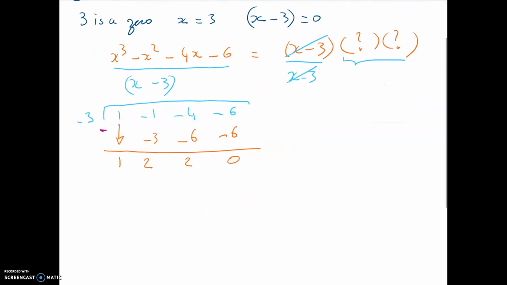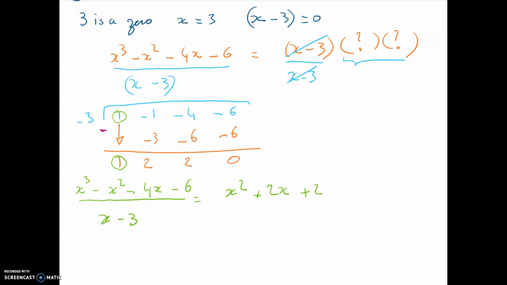Now, what does that mean? That means that what was connected to the x cubed is now connected to the x squared, one degree down for the exponent. So basically, I end up saying that x cubed minus x squared minus 4x minus 6 divided by x minus 3 is equal to x squared plus 2x plus 2. And how do we connect this polynomial of degree 2 to these two parentheses?